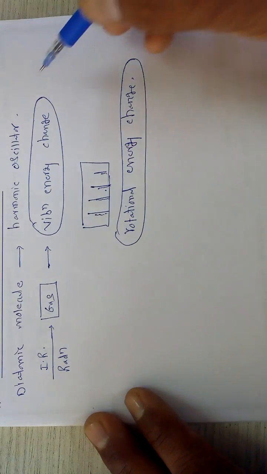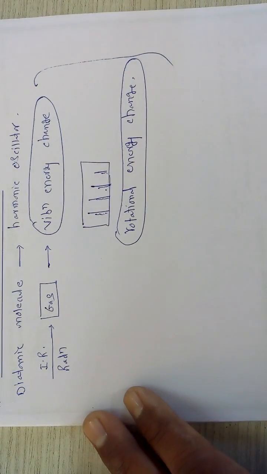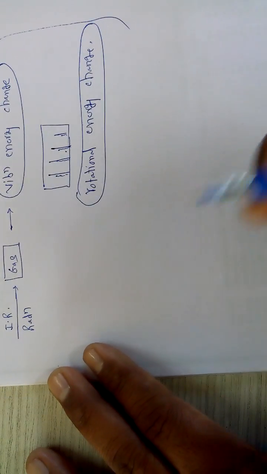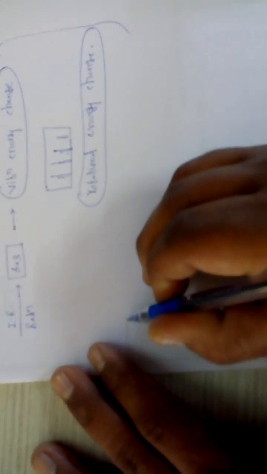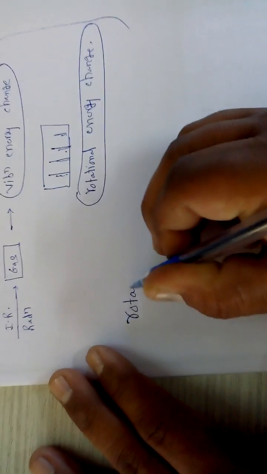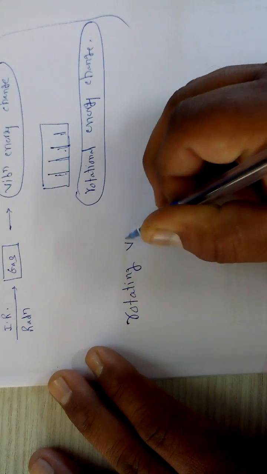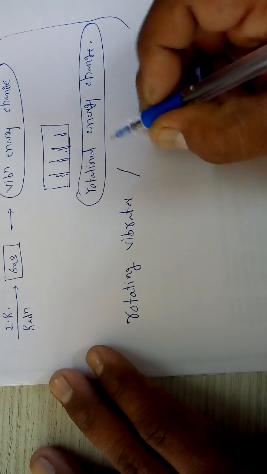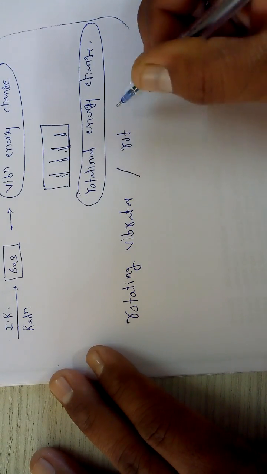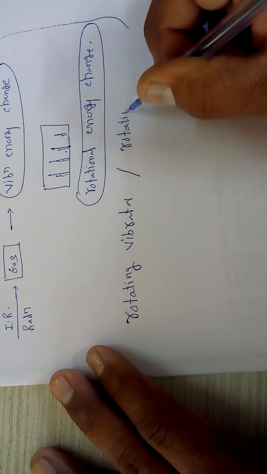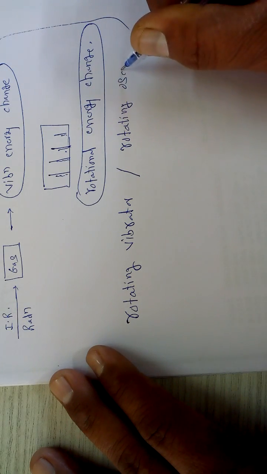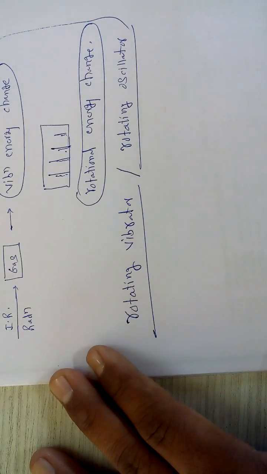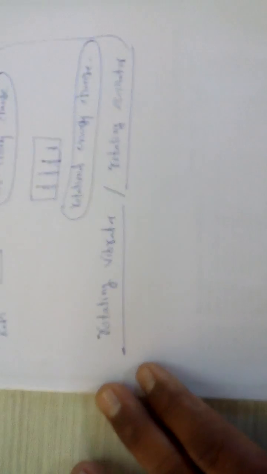Due to such closely spaced lines obtained in the spectrum of a molecule, this type of system is called the rotating vibrator, or it may be called the rotating oscillator. Now, what is the meaning of this rotating vibrator or rotating oscillator?